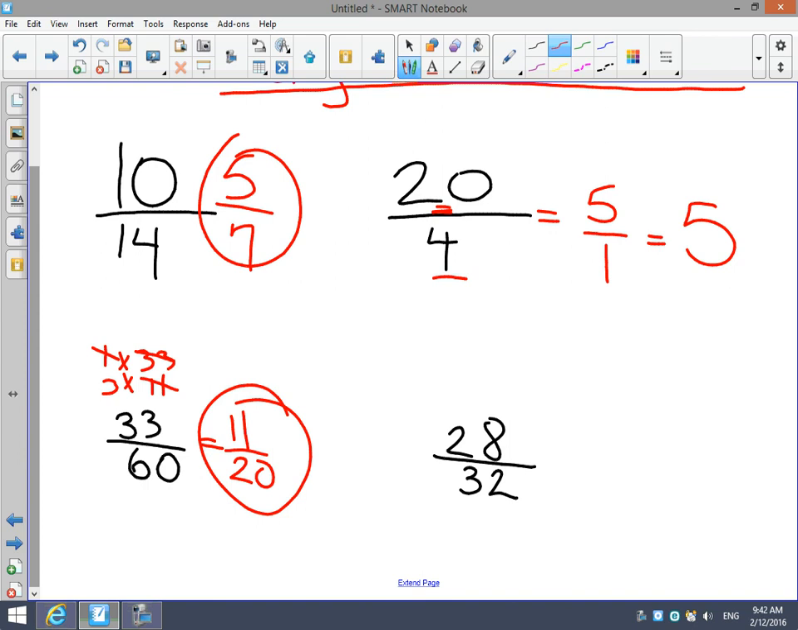So we have one last fraction to do. And when we're looking at our factors of 28, there are multiple factors that will go into the top and bottom. But the biggest one that will go into the top and bottom is 4. So 4 into 28 is 7 times, and 4 into 32 is 8 times. And our lowest terms will be 7/8.